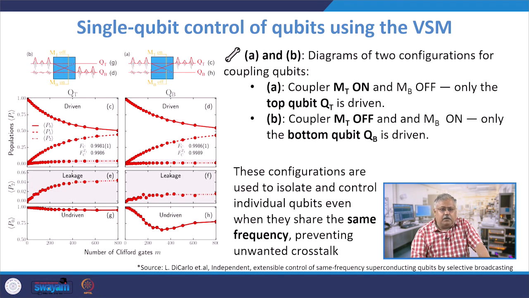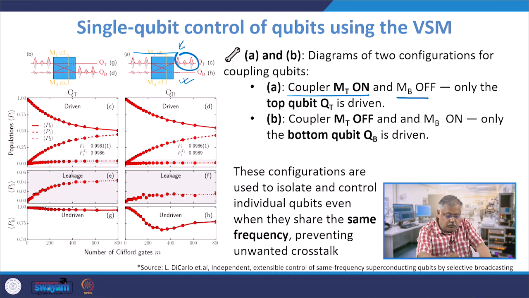Now, let us finally come to the final part of the discussion. Suppose I have a single qubit controlled using an external voltage source, and if you look, these are the two configurable coupling qubits, right. Part A is this one. The coupler MT is on and MB is off, let us suppose, and therefore, although you are getting the input, only the top qubit is driven. The bottom qubit is almost flat, you see.